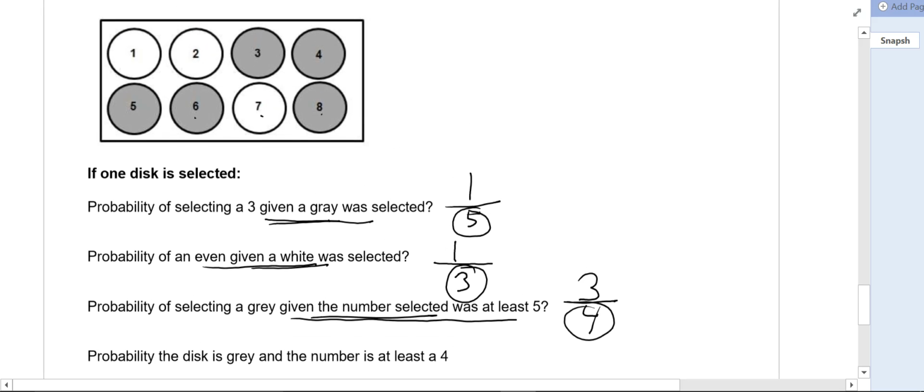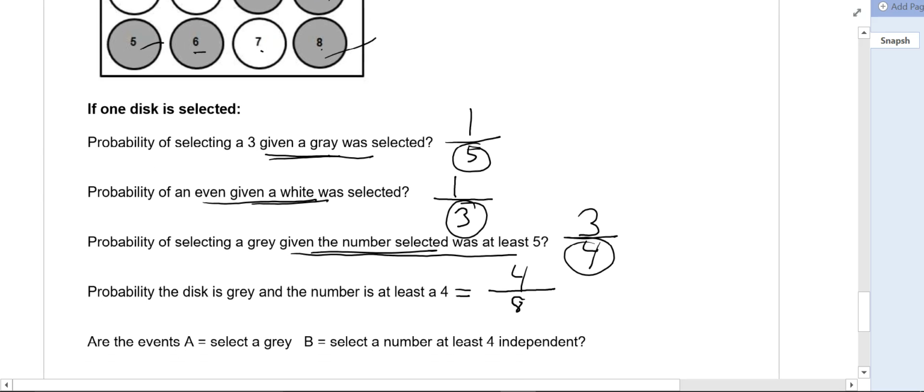Moving on. What's the probability the disc is gray and the number is at least a 4? We are not given any additional information here, so our sample space consists of 8 discs. How many discs are gray and the number is at least a 4? 1, 2, 3, 4. So 4 out of 8. Moving on.